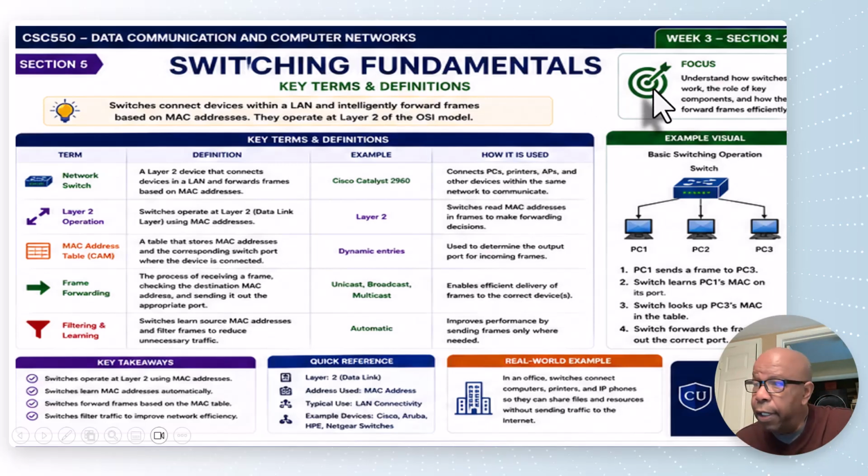I want you to understand how switches work, the role they play as a key component, and how they forward frames efficiently. The switch is getting information and determining which particular device the information should be sent to. In the real world, in the office, switches connect computers, printers, and IP devices so they can share files and resources without sending traffic to the internet. So this is basically internal. This is the local area network we're talking about, and how, once we get into the network, we get information to the correct device.